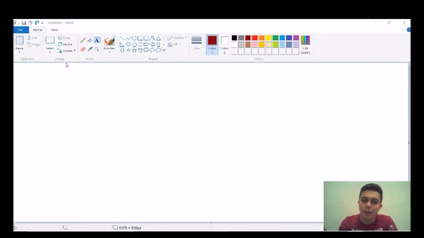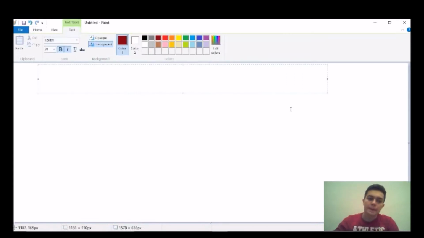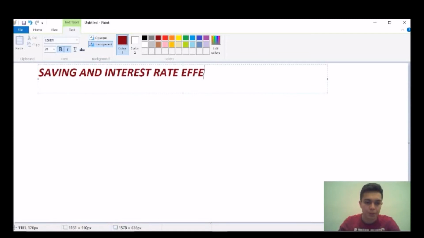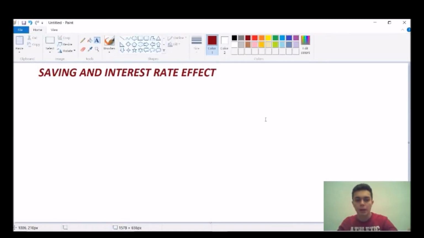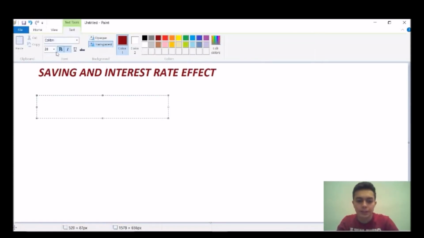Hello again guys, now I'm going to tell you about the second part, the second theory of the aggregate demand. This is related to interest rates. I would call it the saving and interest rate effect. For the interest rate effect, you can imagine that before, this bar represented the total amount of money someone had in their pockets, and this is how much they need to spend on goods and services in order to have a nice, happy, productive life. These are originally what they were going to spend.